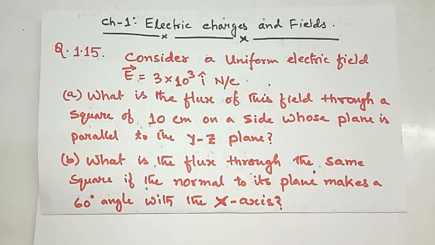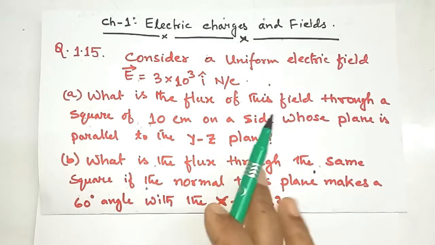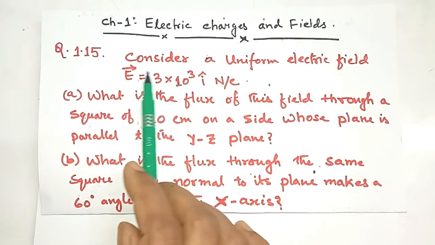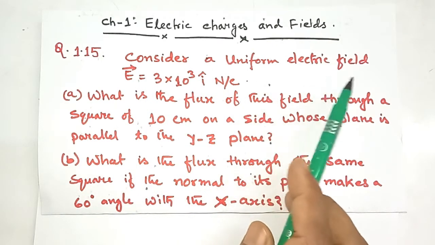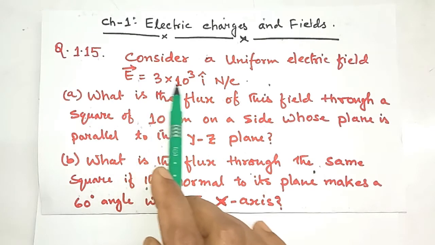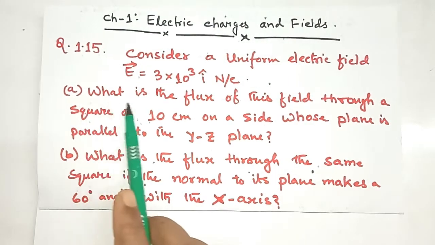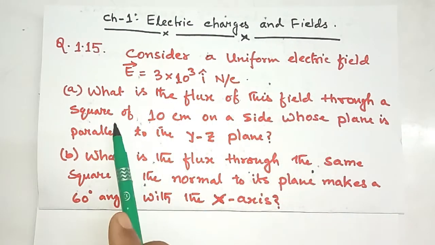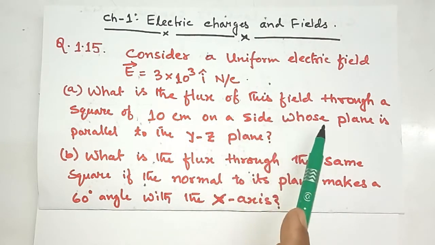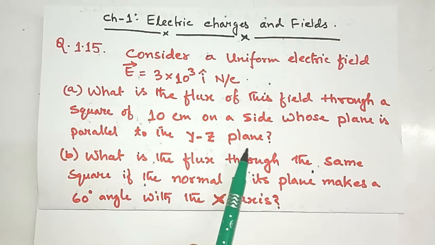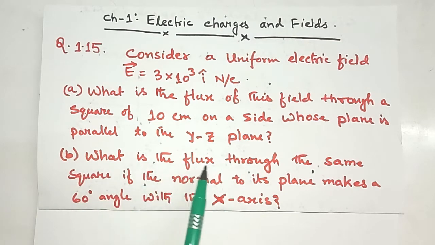आज के वीडियो में हम डिस्कस करेंगे क्लास 12 फिजिक्स का चैप्टर 1 दैट इज़ इलेक्ट्रिक चार्जेस एंड फील्ड्स। Question: consider a uniform electric field E vector equal to 3 into 10 to the power 3 i cap Newton per Coulomb. In question A, what is the flux of this field through a square of 10 centimeter on a side whose plane is parallel to the YZ plane? And question B is, what is the flux through the same square if the normal to its plane makes a 60-degree angle with the x-axis?